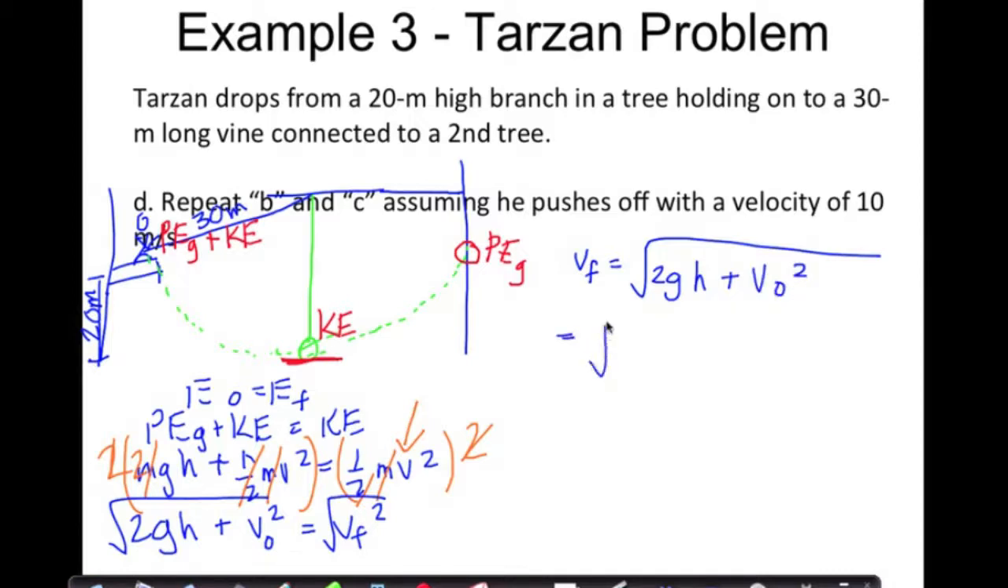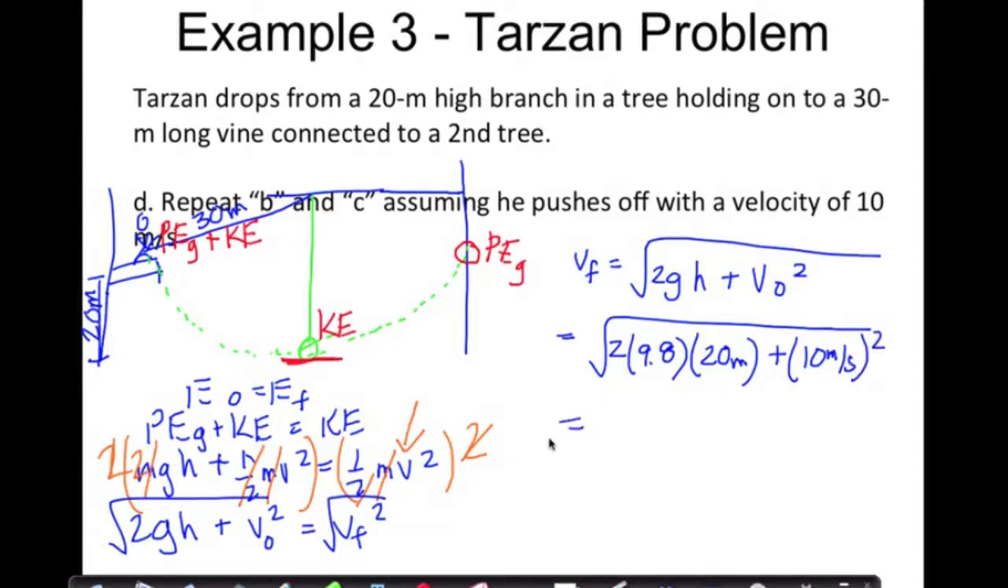When we plug in our givens, we get 2 times 9.8 times our height, which was 20 meters, plus our initial velocity, which is 10 meters per second. We want to square that. When we solve for v final, we get a velocity of 22.1 meters per second. And this is faster than he was moving last time. And it makes sense. He has an initial velocity, as opposed to last time when he didn't have an initial velocity.